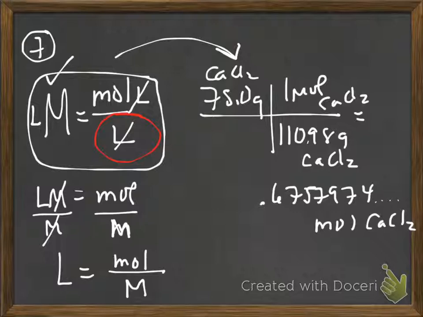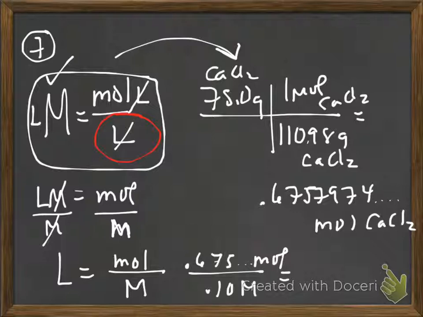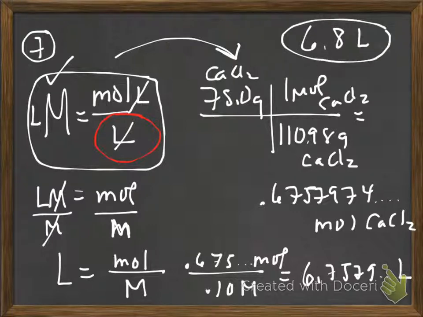Okay, with that, all we need to do is plug in our 0.675 and so on. And the molarity is 0.10 molar. So we get a whopping 6.7579, etc. liters of solution. With sig figs, we would say the answer to this is 6.8 liters of this solution.